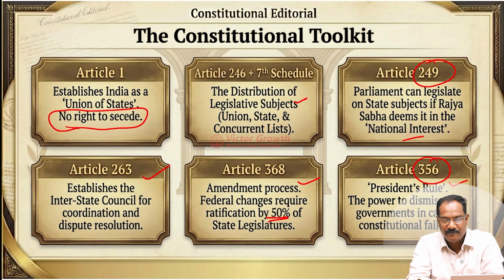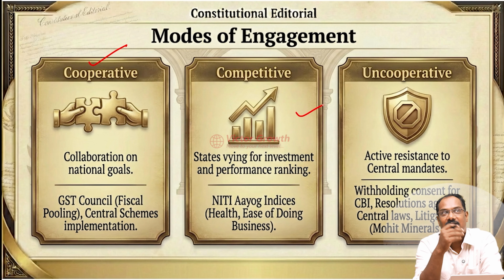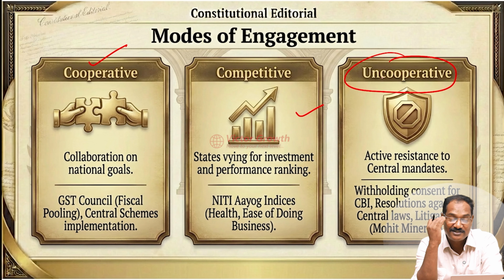Now what kinds do we have? We have cooperative federalism. We have competitive federalism. At the end, what happens? Uncooperative. The states will say no. For example, recently when the Enforcement Directorate visited West Bengal, Mamata Banerjee arrested them. She took away the files from them. That kind of thing means uncooperative federalism. Those things also include withholding the consent of the CBI. All these are possible.